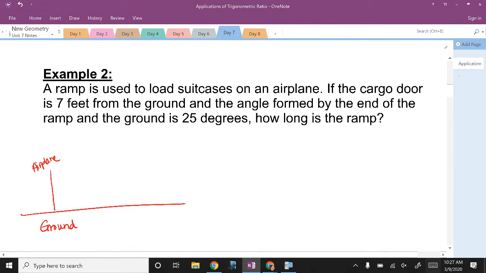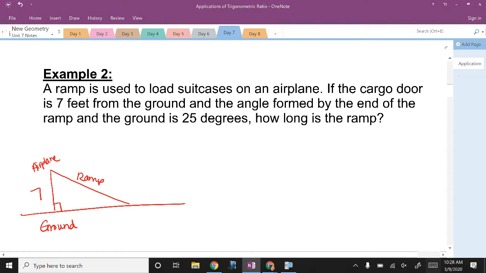Okay, and then there's a ramp. If y'all can draw good airplanes, you have fun with it. So the door to the airplane where they're loading the cargo is off of the ground, and there's a ramp that carries the suitcases up. If the cargo door, that means the door to the airplane, is 7 feet from the ground, so that's this height right here, isn't it?